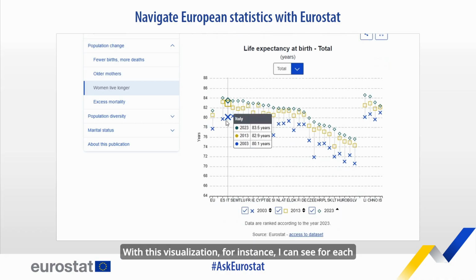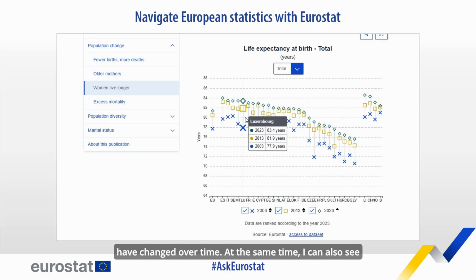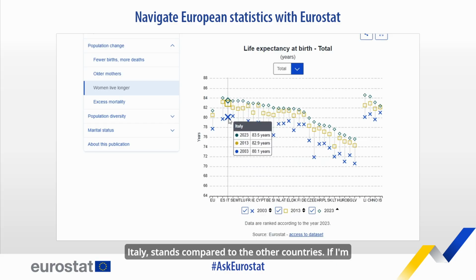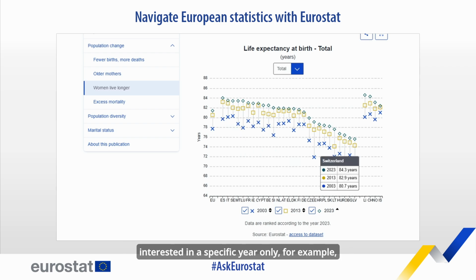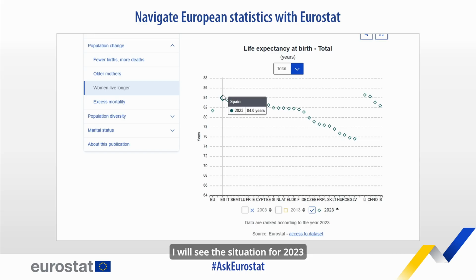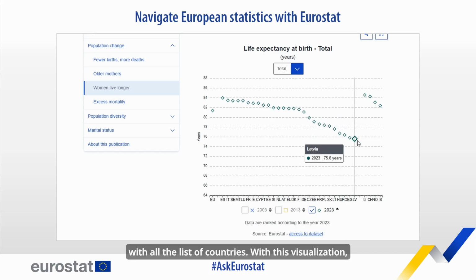With this visualization, for instance, I can see for each of the countries how life expectancy has changed over time. At the same time, I can also see where my country, in my case Italy, stands compared to the other countries. If I'm interested in a specific year only, for example, in the latest situation, I can deselect 2 years, and here I will see the situation for 2023 with all the list of countries.